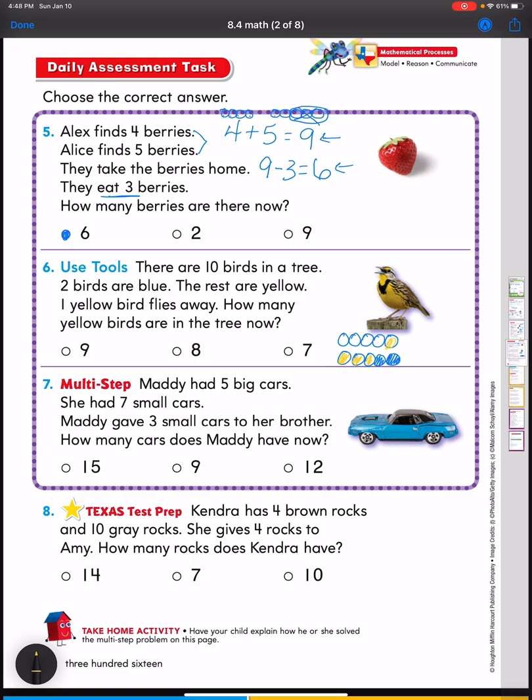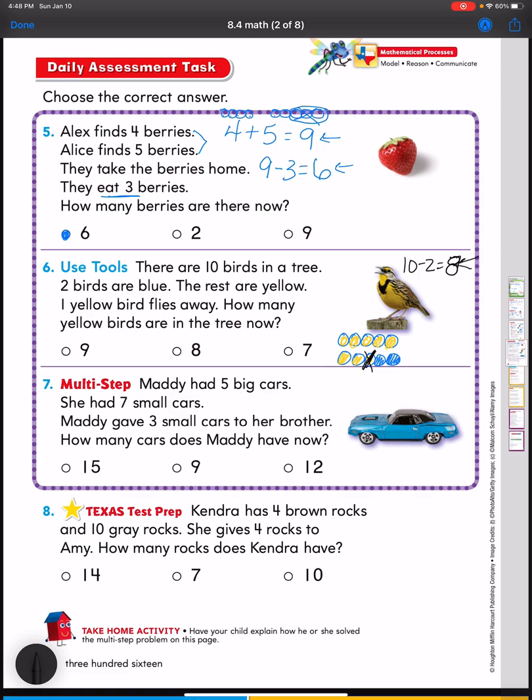Now, it's not asking us how many birds are yellow. There's another step in there. There's another piece of information. It tells us that 1 yellow bird flies away. So one of these yellow birds flies away. How many yellow birds in the tree are there? So my first step was 10 minus 2. No, I'm sorry, 8. Let's count it, 8. 10 minus 2 is 8. We have 8 yellow birds.